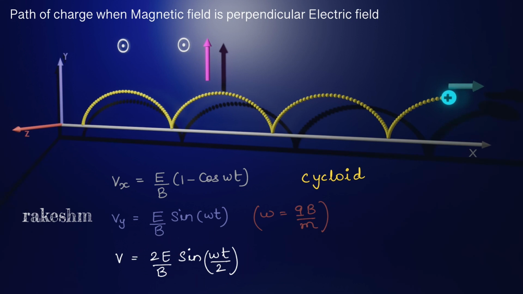What I want you to observe here is initially at t equals 0, the velocity is 0. Then it increases to a maximum and then decreases and again becomes 0. Then it increases and again it becomes 0 and so on. I'll play the schematic once again and you observe this velocity vector. It changes like this.